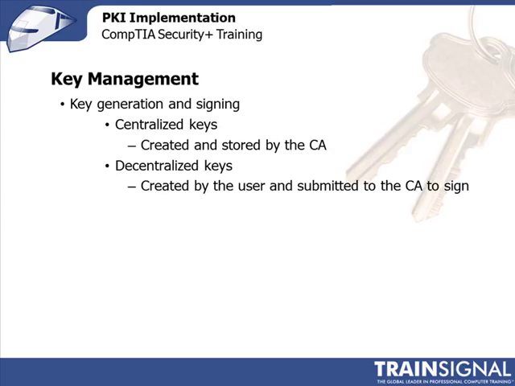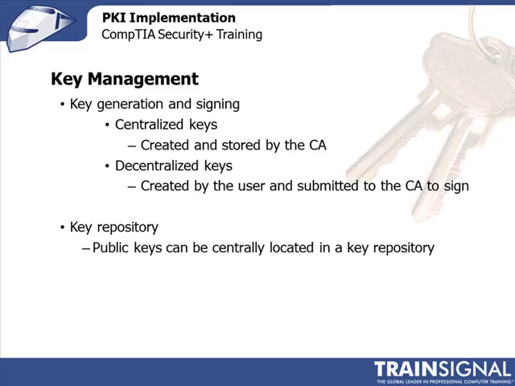The alternative is decentralized key generation. Here, the key pair is created by the user and then submitted to the CA to sign. The CA does not keep a copy of the keys, so this allows the key owner to have the only copy. Whatever the method for key generation, it needs to be done in a secure manner, choosing a good algorithm and a long key size. And the private keys need to be distributed to the owners in a way that they are not lost or modified during distribution.